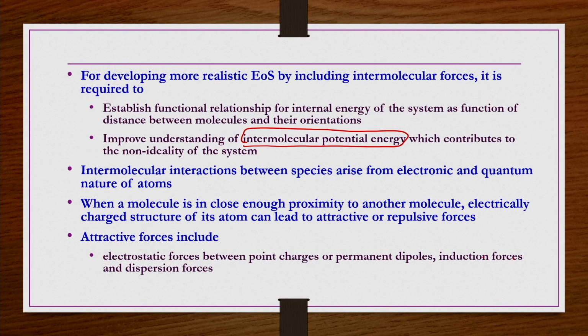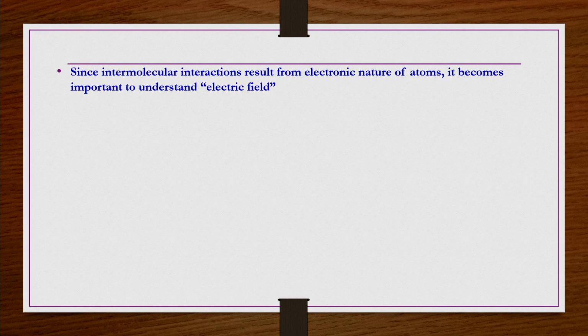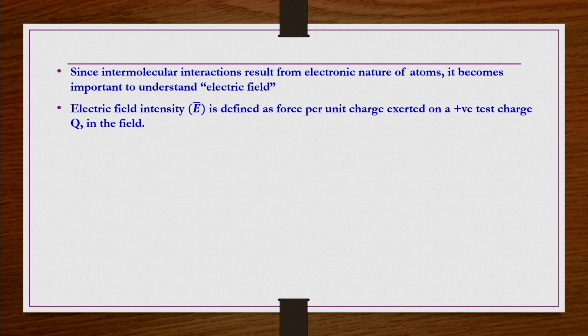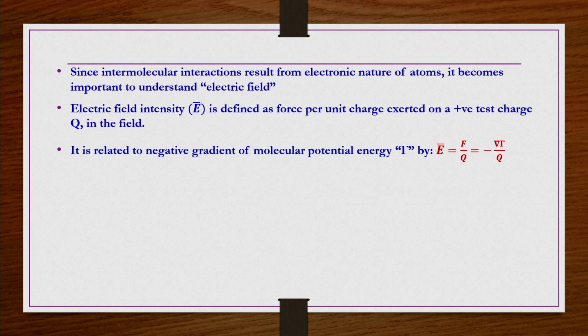In general, electrostatic forces between point charges and permanent dipoles, induction forces and dispersion forces cause a kind of attractive force between the molecules, right. So, since intermolecular interactions result from the electronic nature of atoms, it becomes important to understand the electric field. What is the electric field? Electric field intensity is defined as force per unit charge exerted on a positive test charge Q in the field, that is, it is related to the negative gradient of molecular potential energy gamma by this expression.